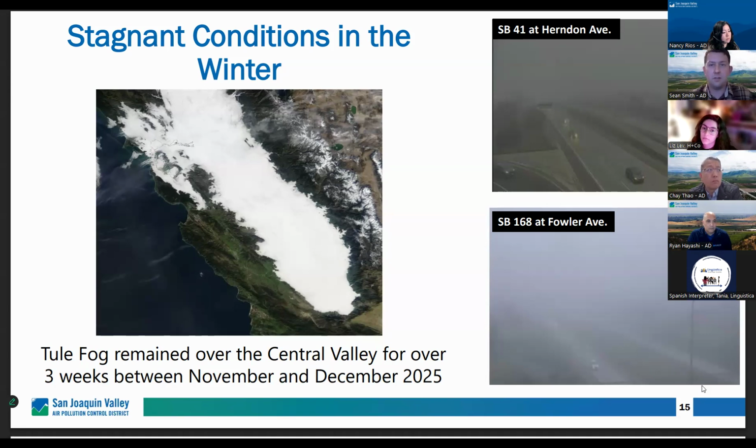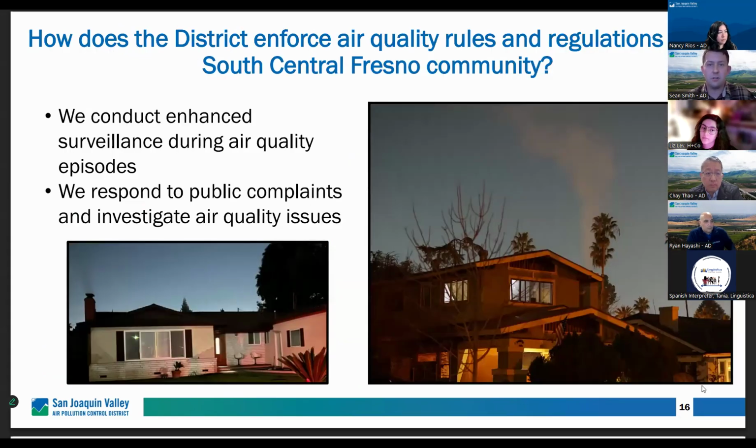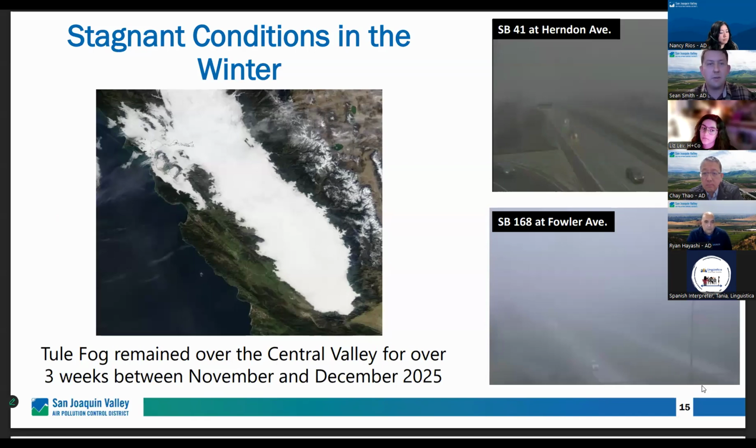Nonetheless, overall, the air quality averages for the year were a lot better than 2024 and are trending down. So with that, are there any questions or comments or any recommendations for the community air monitoring program?